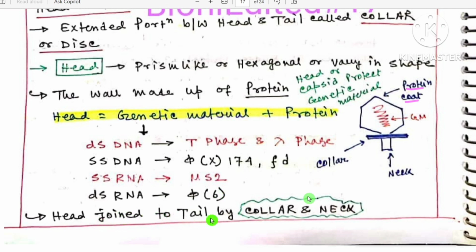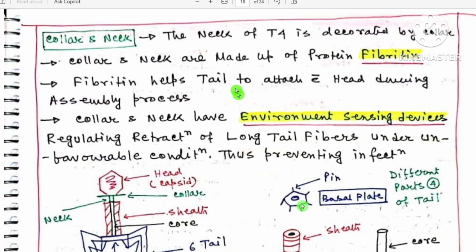The head is joined to the tail by the collar and neck. This is the collar and this is the neck. So the head is joined with the tail just below the neck, and the tail is joined by the collar and neck. The neck of the T4 is decorated by the collar. Head, neck and tail are the three important structures. The neck is decorated by the collar, right?